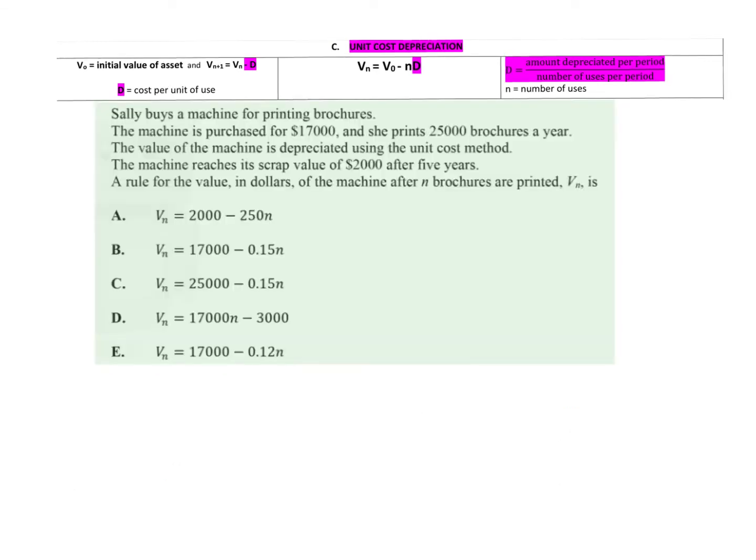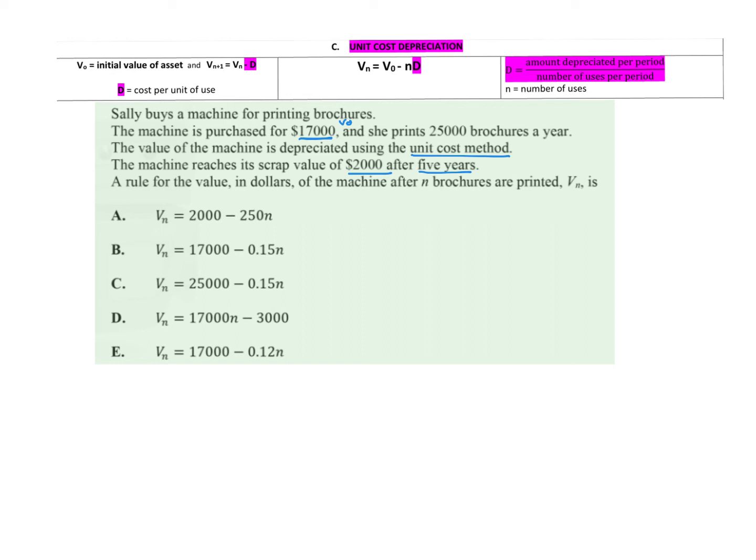So Sally buys a machine for printing brochures. The machine is purchased for 17,000, so there's V0, and she prints about 25,000 brochures a year. The value of the machine depreciates using unit costs, and the machine reaches its scrap value of 2,000 after 5 years. Scrap value is a word they use to say what the value of a used machine is, okay? So it just means the current value now or after it's been used. They use the word scrap.